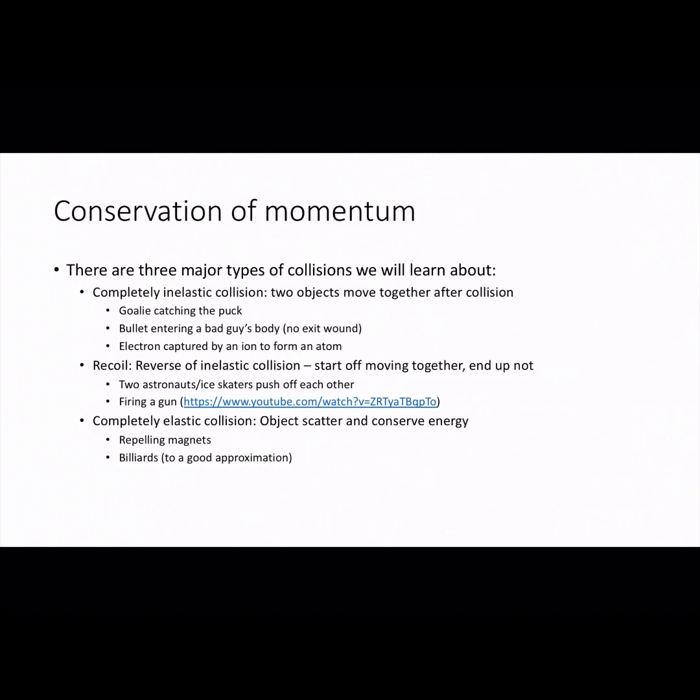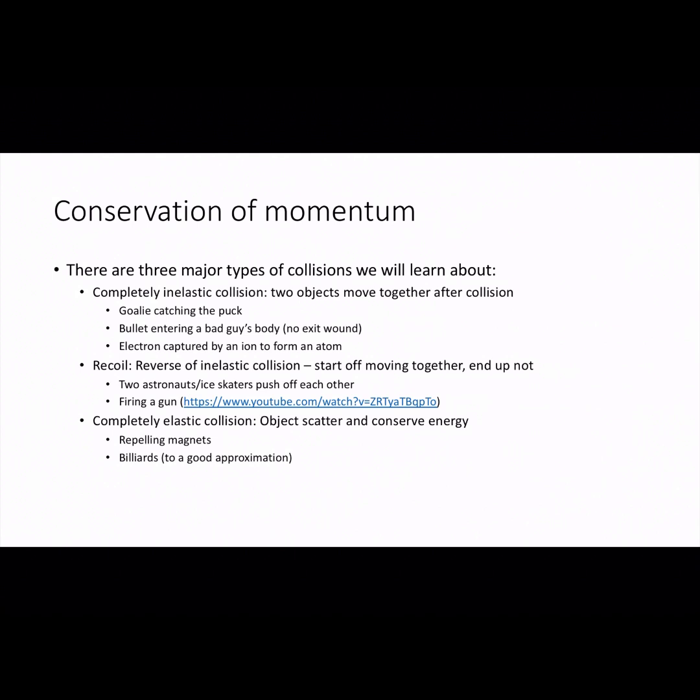The big one that you keep seeing over and over again is the completely inelastic collision. That's when 2 objects move together, stick together after the collision, and then move together. Recoil collision is kind of the opposite of this. This is your explosions, this is firing a gun, things like that. You start off moving together, you end up moving separately. Those 2 were pretty straightforward. They were non-energy conserving collisions. So these are cases with conservation of momentum, but not energy.